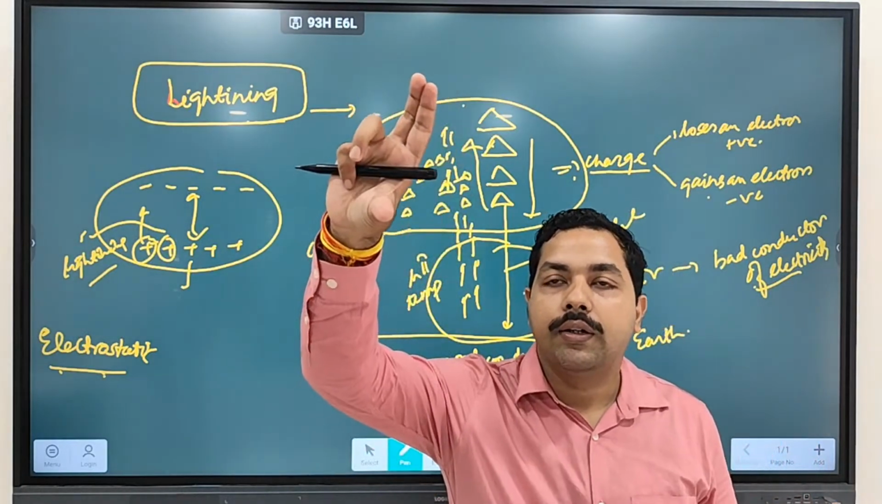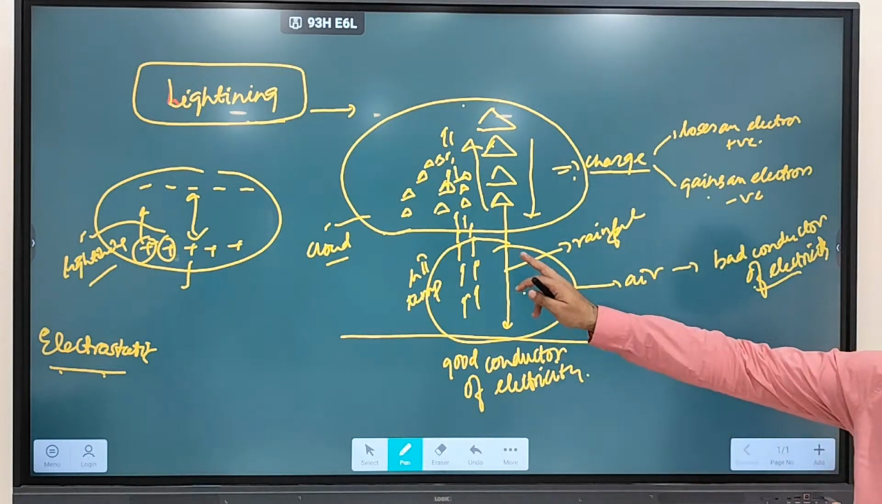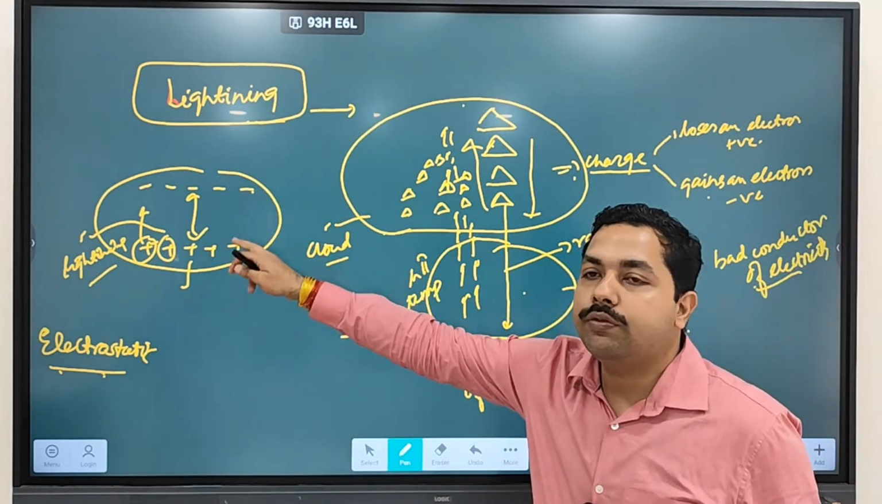So when charge starts to move in the atmosphere, then what will happen? Lightning is going to be generated. Clear? And why is this charge moving? Because of attractive forces. Clear?